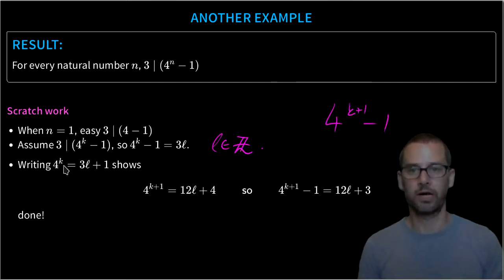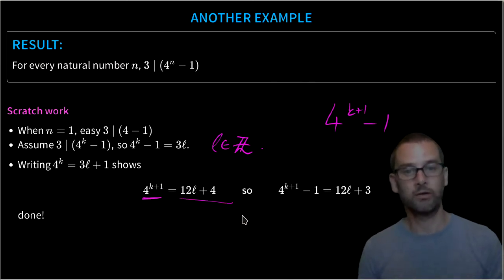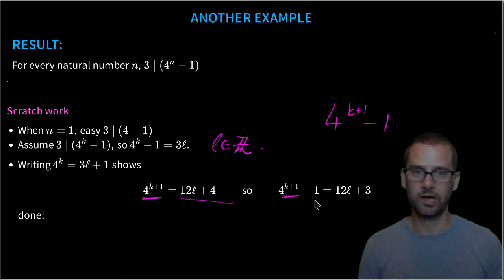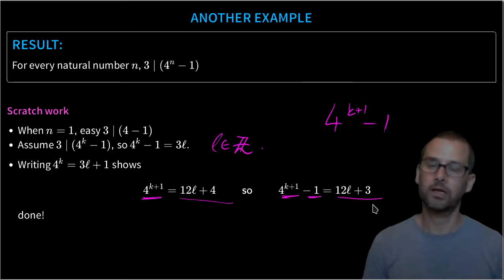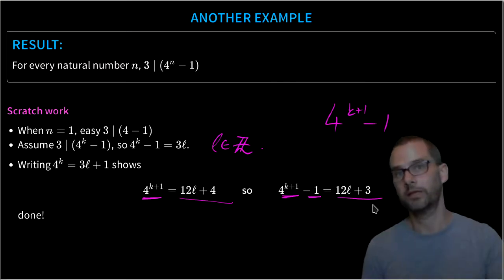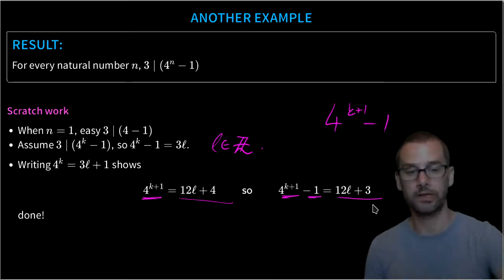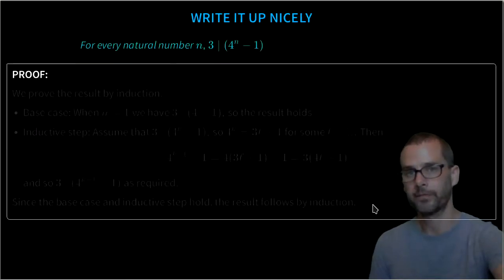So I jiggle this around to write it as 4 to the k is 3l plus 1. Multiplying that by 4 gives me 4 to the k plus 1 is 12l plus 4. So 4 to the k plus 1 minus 1 is 12l plus 3. And so it's very clearly divisible by 3 because it's 3 times an integer. So all the scratch work is done now. We just need to write it up.